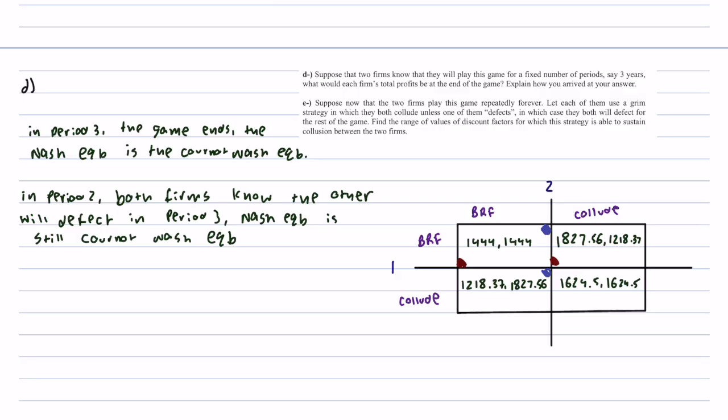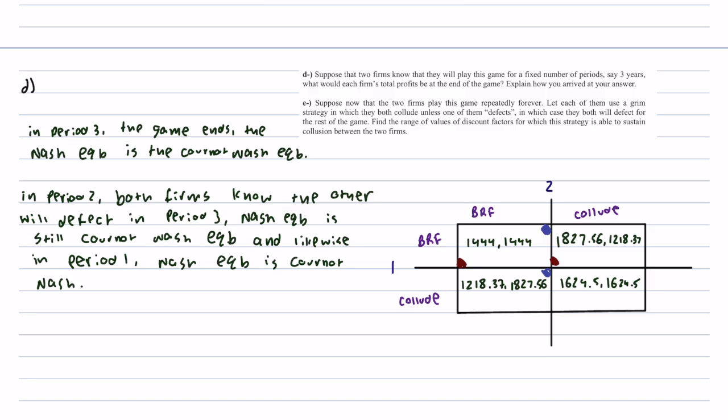And we know that if both firms are going to play their best response in period 2, then they're also going to do the same in period 1, right? And we're going to say, and likewise, in period 1, Nash equilibrium is Cournot Nash.